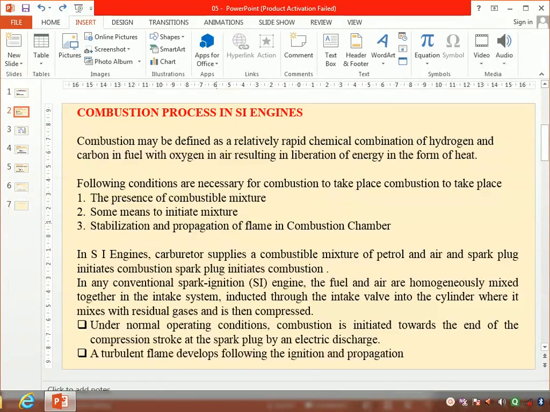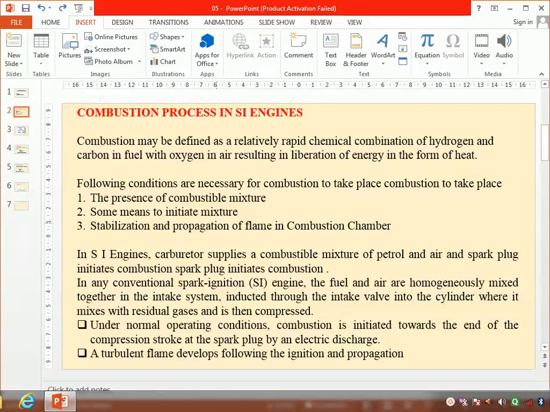Different conditions are necessary so that combustion will take place. Which are those conditions? First, the presence of a combustible air fuel mixture. Whatever mixture is present in the combustion chamber must be combustible. Second, some means to initiate the mixture. It is not going to burn automatically. Some initiation must be there to burn the mixture, means some aid should be there. For example, the spark plug is used as the means to initiate the mixture.